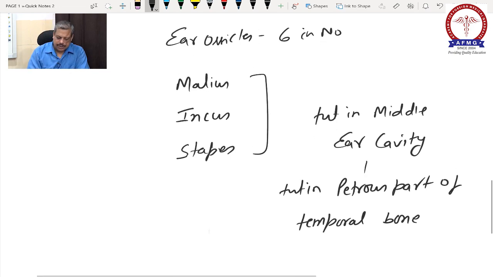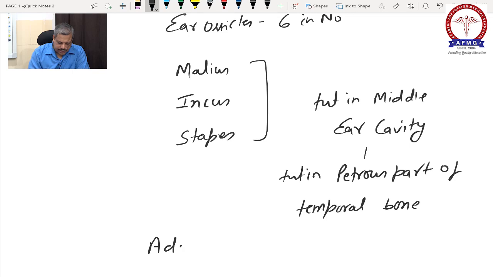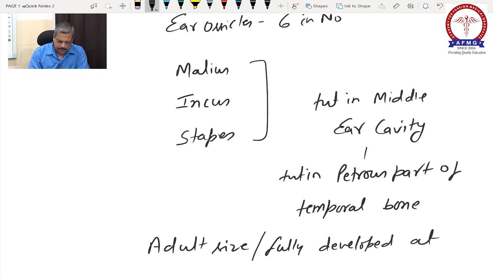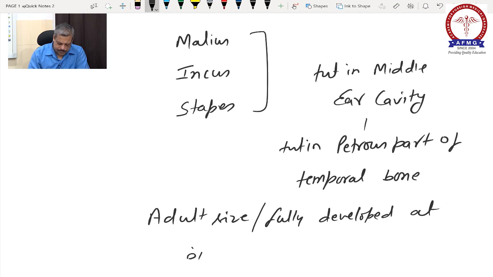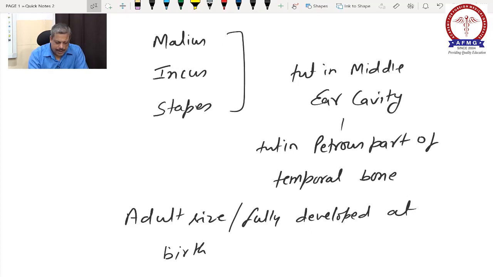And these 3 ear ossicles are adult size, fully developed at birth. These are fully developed at the time of birth. Now see what other important points. These 3 bones articulate with each other and form 2 synovial joints.